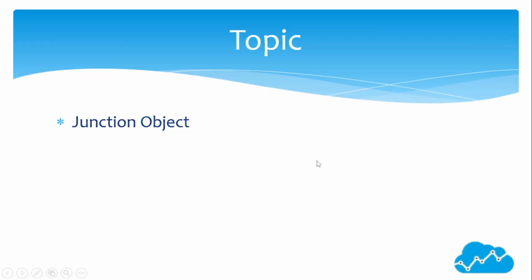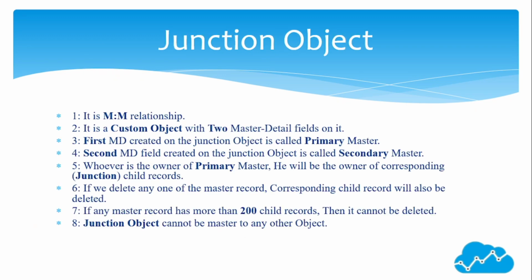Topic what we are going to cover in this session, that is junction object. So it is a many to many relationship. It is a custom object with two master detail relationship fields on it. First master detail created on the junction object is called primary master. Second master detail field created on the junction object is called secondary master.